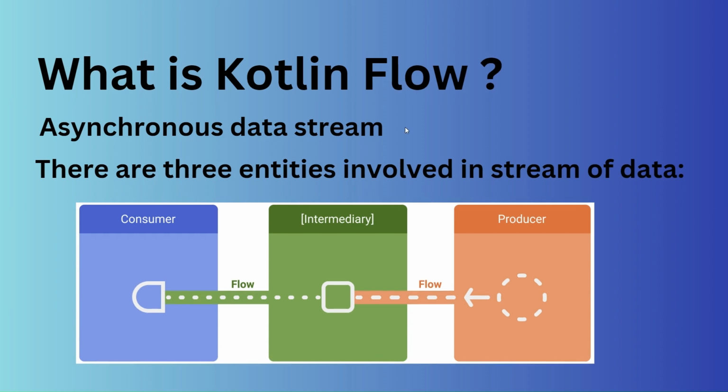Furthermore, flow is very similar to an iterator, but it uses suspend functions to produce and consume values asynchronously. What does that mean? Basically, as soon as the data is generated on the server, it will be reflected in the UI, and it will also make sure that it is not blocking the UI thread. Let's try to understand this with the help of an example. Let's jump to our Android Studio.